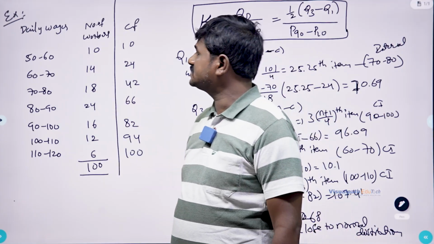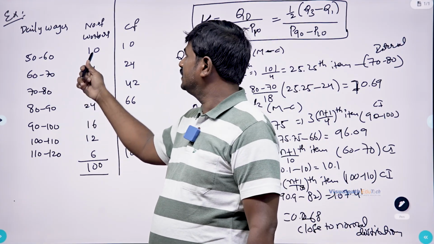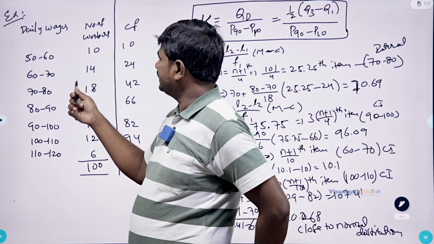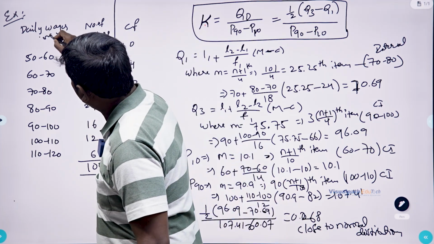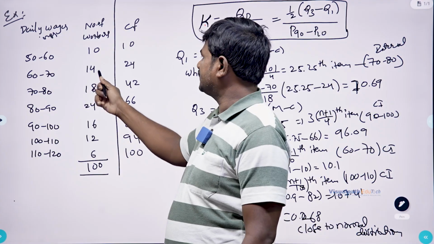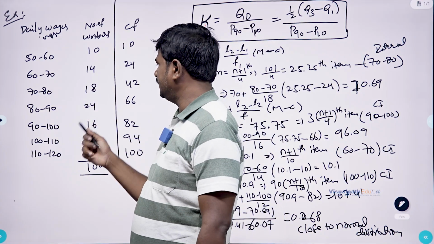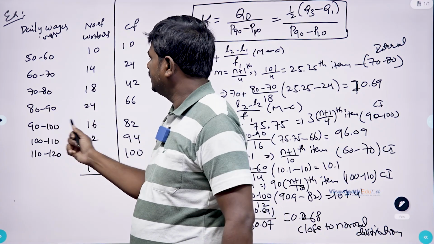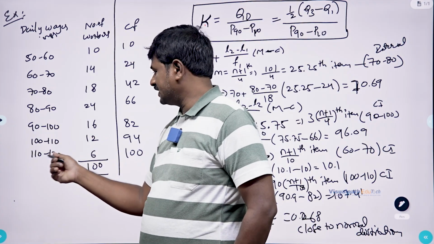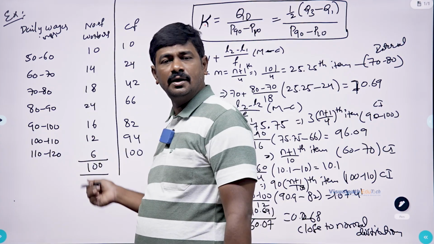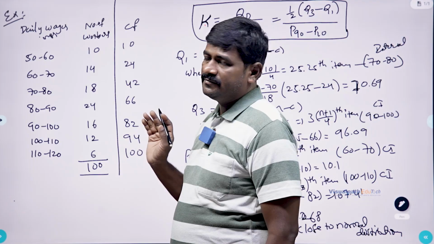So for this purpose, 50 to 60 wages in rupees, 10 workers. 60 to 70, 14 workers. 70 to 80, 18 workers. 80 to 90, 24 workers. 90 to 100, 16 workers. 100 to 110, 12 workers. 110 to 120, 6 workers. All together 100 workers, we are doing the frequency distribution.